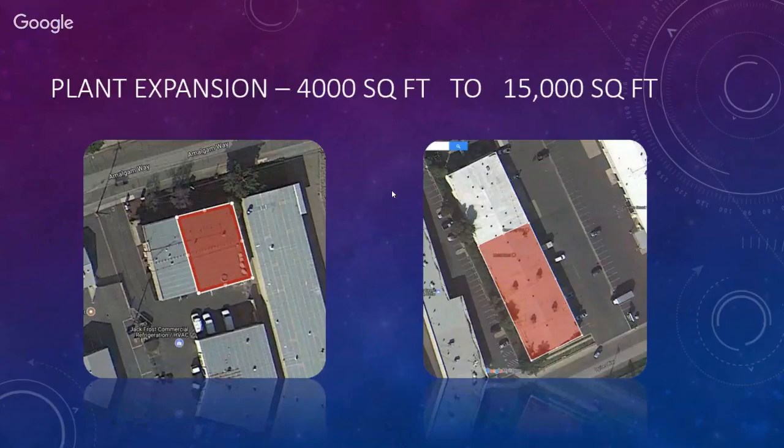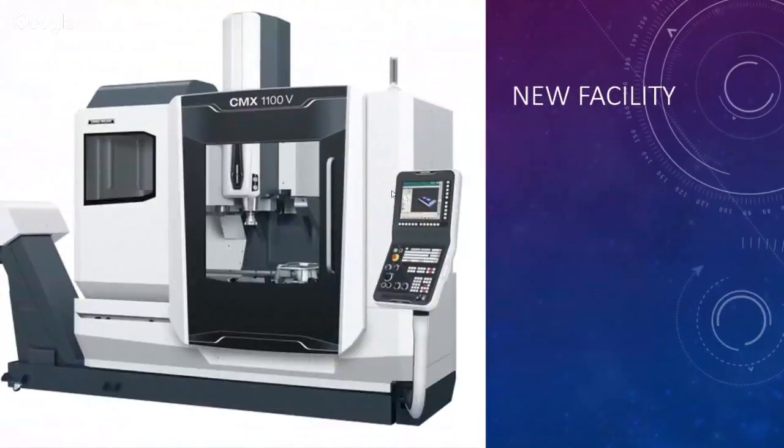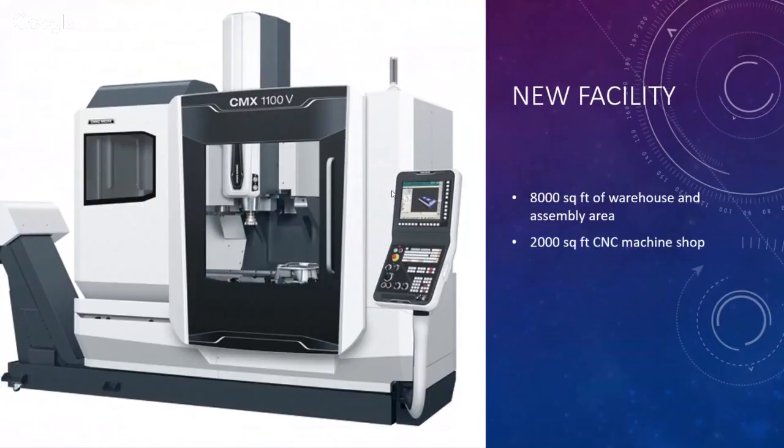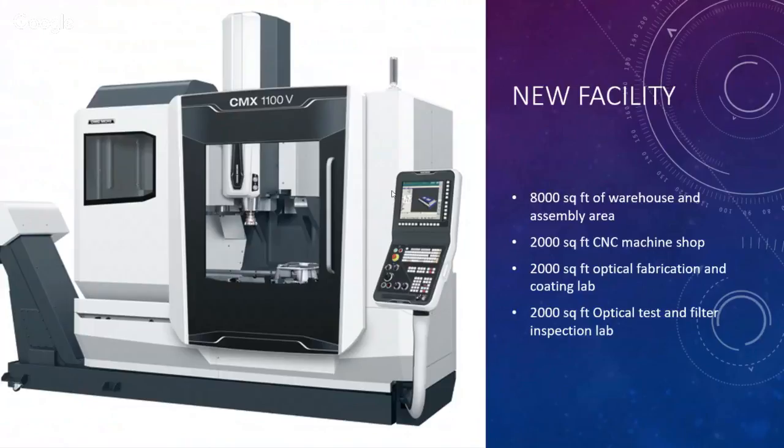So to do all that, we had to move, which added to the complexity. On the left side, you see our old little facility. We're 4,000 square feet. And we moved around the corner, half a mile away, to a 15,000 foot section of a building. And I'm actually chomping at the bit to get the rest of the building. So in our new facility, we have 8,000 square feet of warehouse and assembly area, 2,000 square feet of CNC machine shop, 2,000 square feet of optical fab and a coating lab. And then we have another area we're building out.